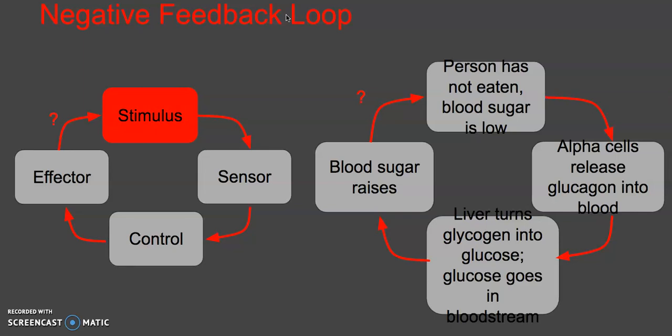Next week, we're going to be talking about diabetes and what happens when this system gets deregulated. So make sure to spend some time on this because we're going to continue building on it next week.